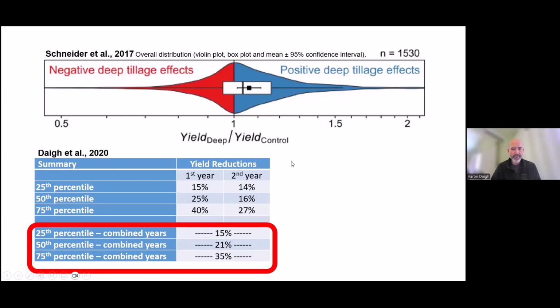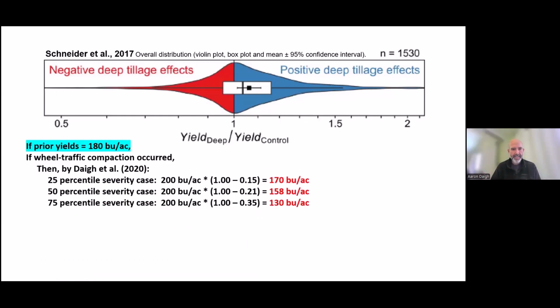If we go back to those yield reductions that we calculated earlier, 15, 21, and 35%, depending on where you were in severity compared to your neighbors who also got compaction, let's run a scenario. Let's say that we were going to get 200 bushels per acre corn yield off these fields, but then we apply these different severity cases. So a 21% loss in yields would go down to 158 bushels per acre. And you see the other two on how severe those would drop a 200 bushel expectation as well.